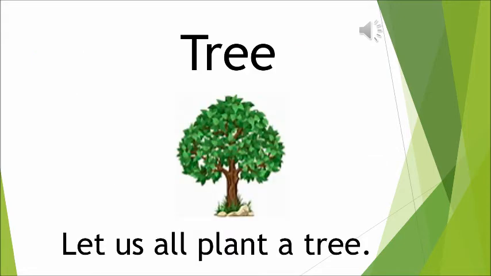The first word is tree. What does tree mean? Tree means a tall plant that lives for a very long time, and it helps our environment to be safe also. So what is the sentence that we are using here? Let us all plant a tree to keep our environment safe. So, "Let us all plant a tree" is the sentence. Now moving on to the next one.